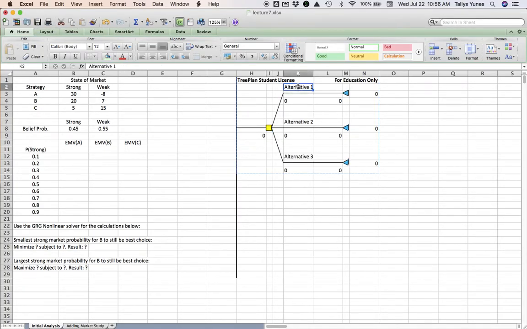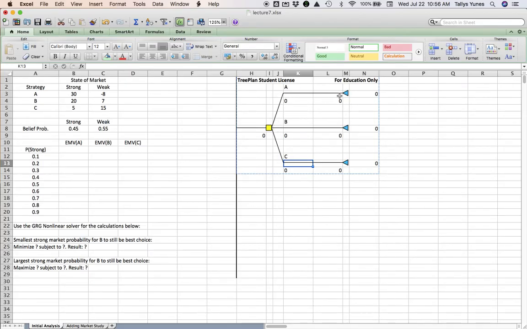So I'm going to name these, the names of the strategy. Did I choose strategy A or B or C? Great, so the yellow box, remember, it's a choice I make. Now, once I commit to a strategy, the uncertainty will reveal itself. That is, the market will tell me, oh man, the reaction was good or bad.